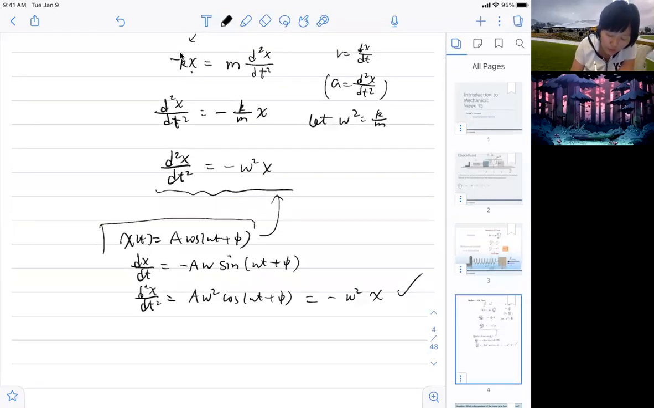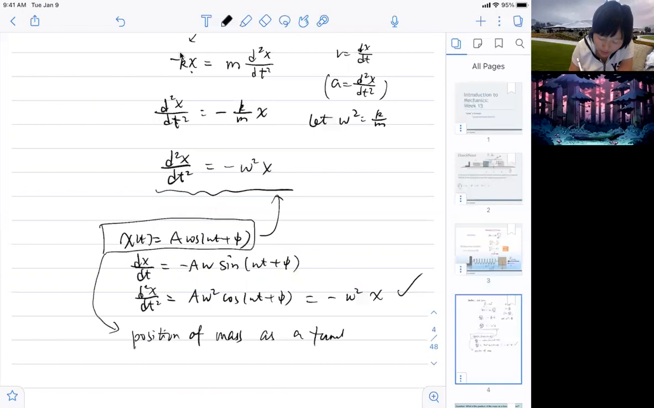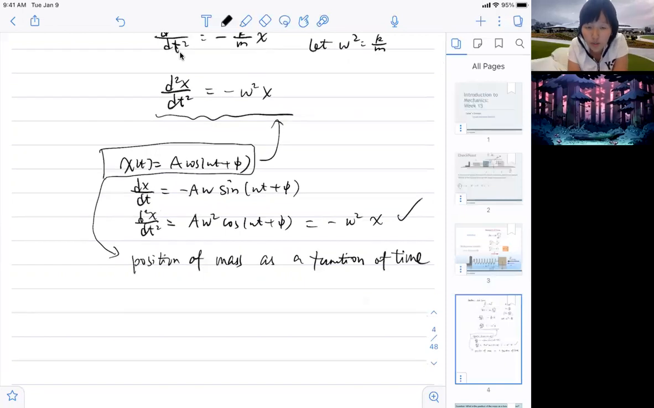Okay, so this is the general solution that describes the position of the mass as a function of time. It's a sinusoidal wave. And we call this type of motion simple harmonic motion. You can see we have some constants, right? We defined the constant omega, which has to do with the spring constant and the mass m. But we don't know what a is and we don't know what phi is. So to define those constants, you need to know some initial conditions of your physical setup.